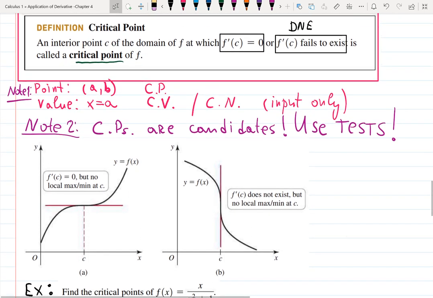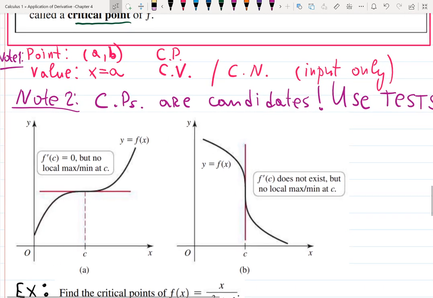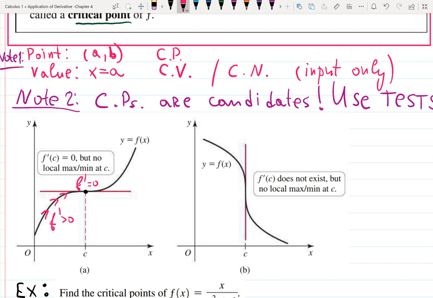Why is this the case? Because here are examples. Sometimes the derivative might be 0, but there is no local or global maximum or minimum. Look at this. The graph of the function is increasing, so the derivative is positive, right? Then the derivative is 0, but it did not become negative after that. It keeps growing. So this is not a maximum or minimum. I don't see that this is the tip of the mountain or the bottom of the pit, right? So this is one of the examples.